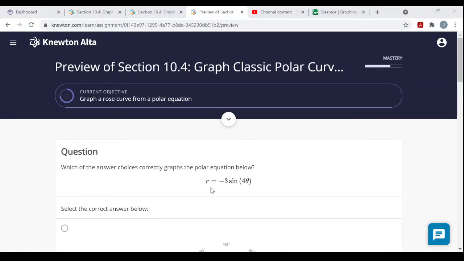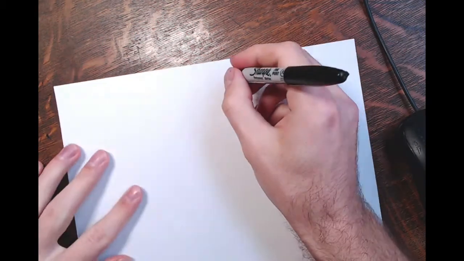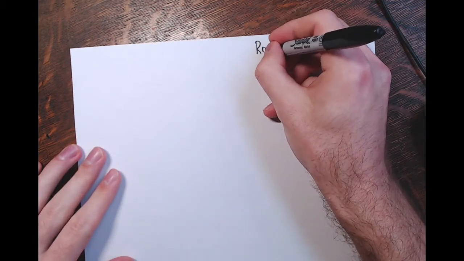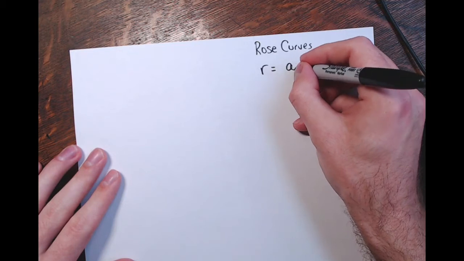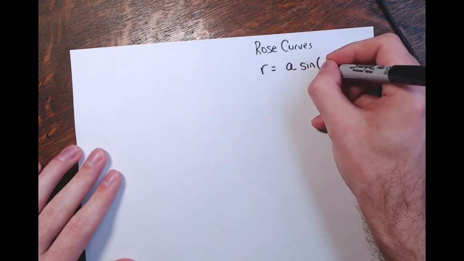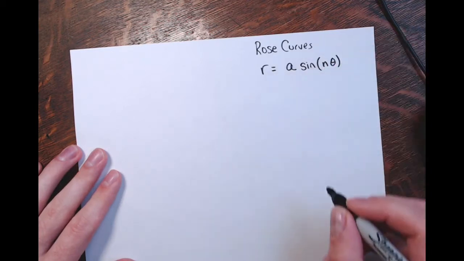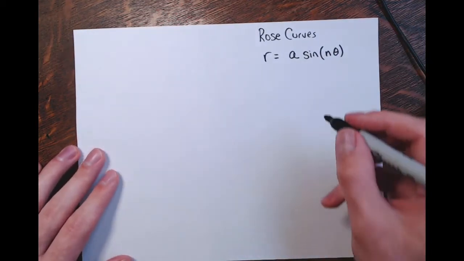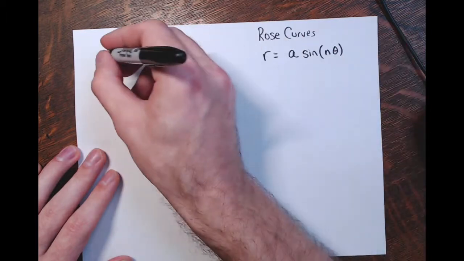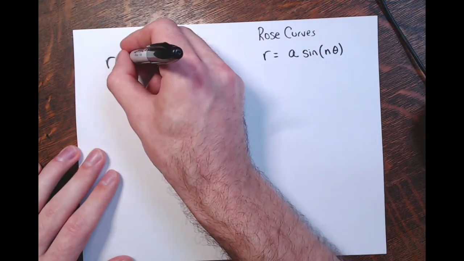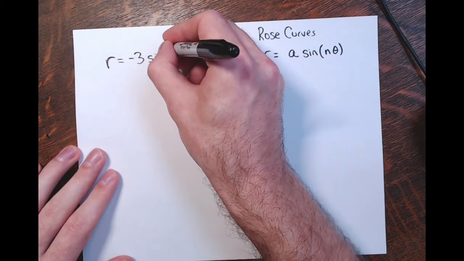All right, so we have r equals some number times the sine of 4 theta. This is going to be one of those rose curves. So remember, the rose curves looked like this in general. You had r equals some number times the sine of n times theta, where n is an integer, a whole number, or cosine. It could be cosine as well. And here we have r equals -3 times the sine of 4 theta.